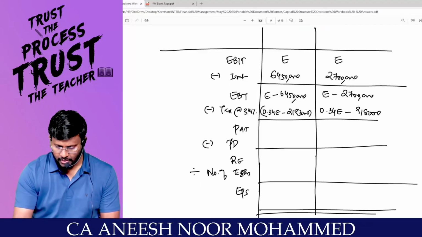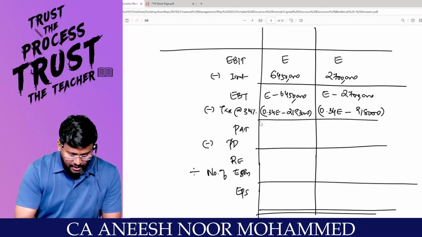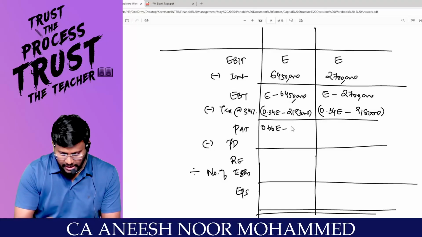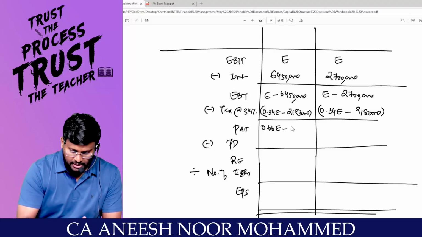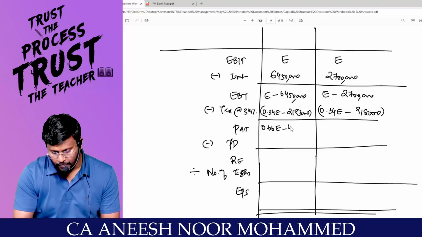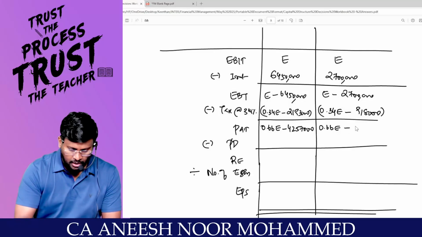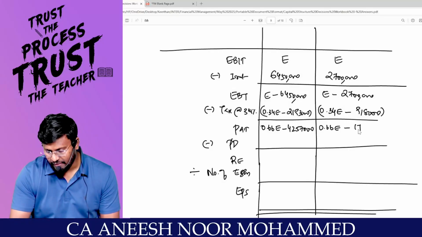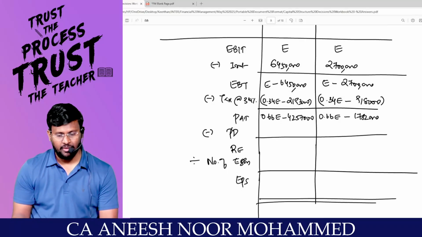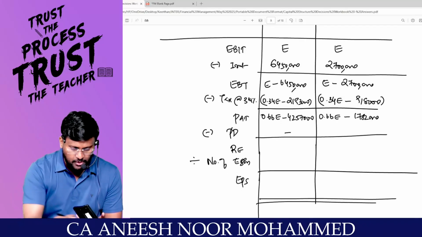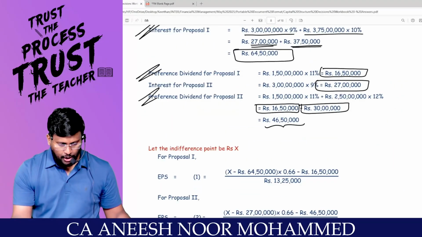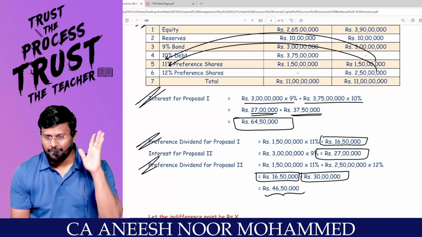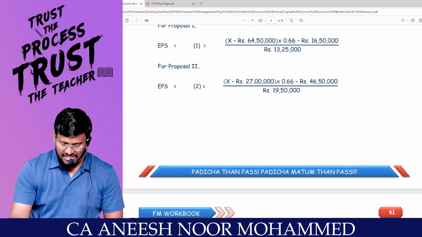Can I proceed? That means, sir, 1 minus 0.34 comes to 0.66 E minus 64 lakh 50,000 minus 21 lakh 93,000 comes to 42 lakh 57,000. Again 0.66 E minus 27 lakhs minus 9 lakh 18,000 comes to 17 lakh 82,000. Comfortable? Under option number 1, there is preference dividend. Please note the preference dividend properly. Under option number 1, preference dividend is 16 lakh 50,000, and under option number 2, preference dividend is 46 lakh 50,000.